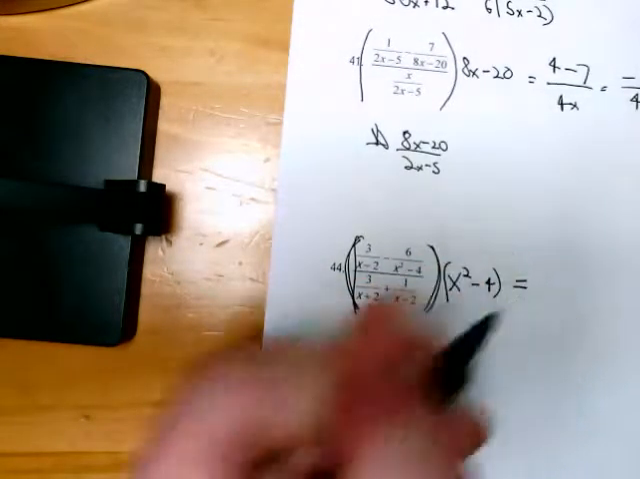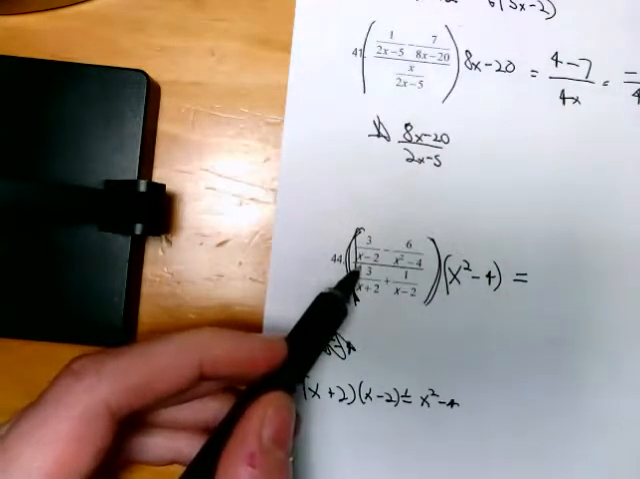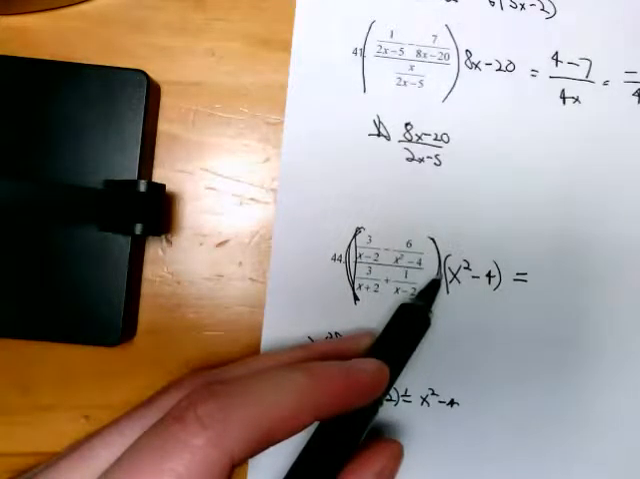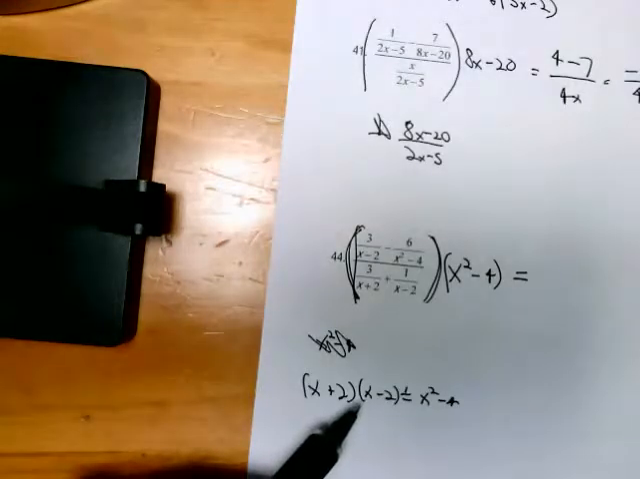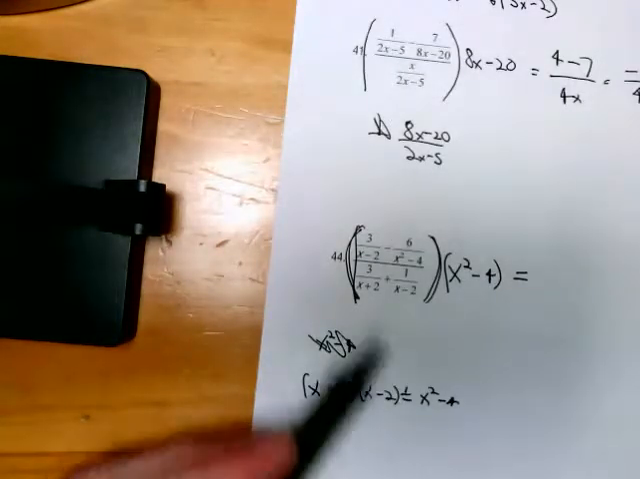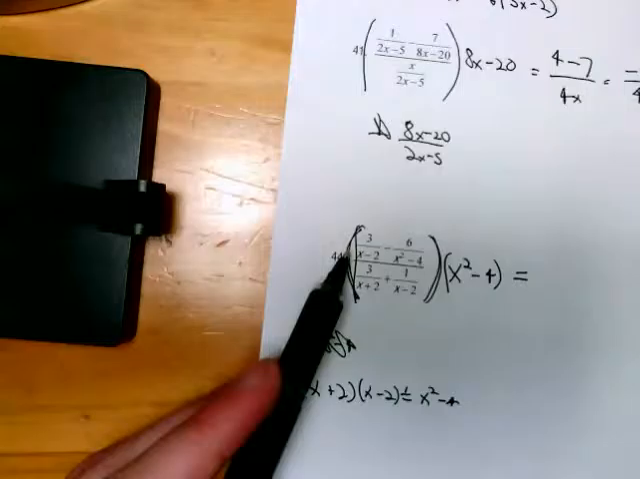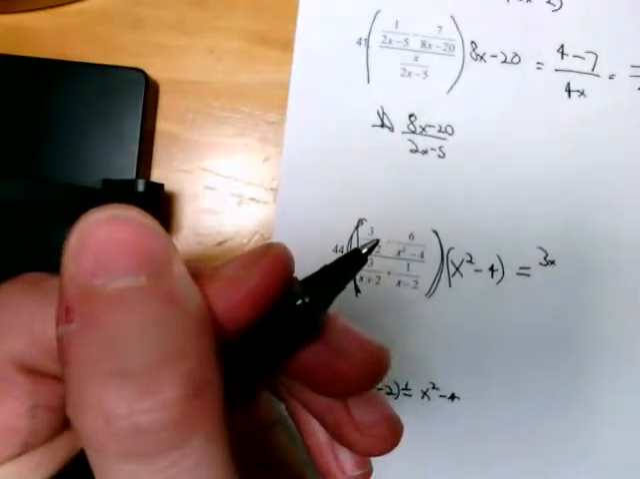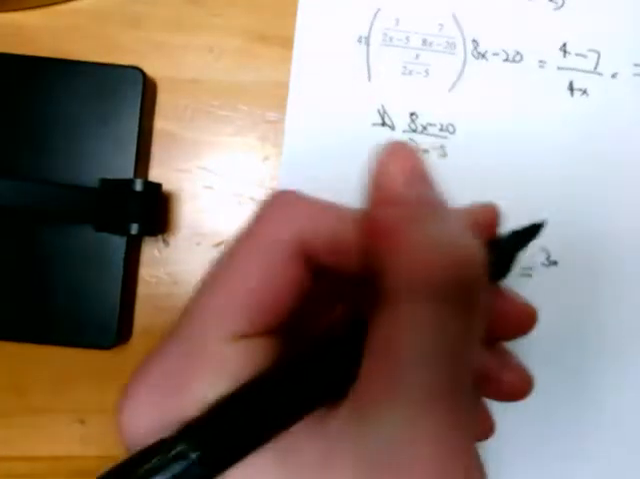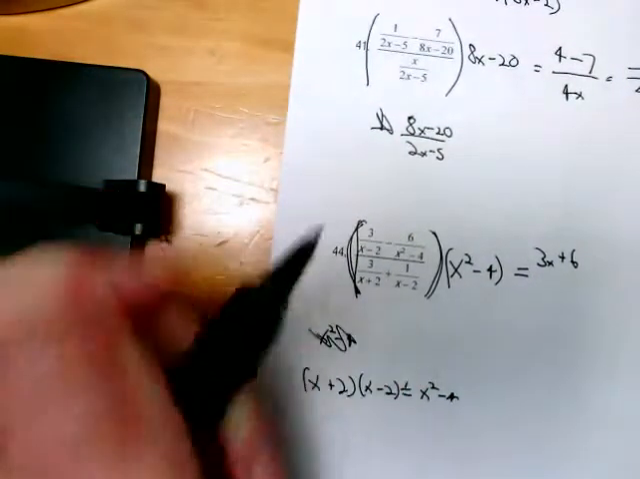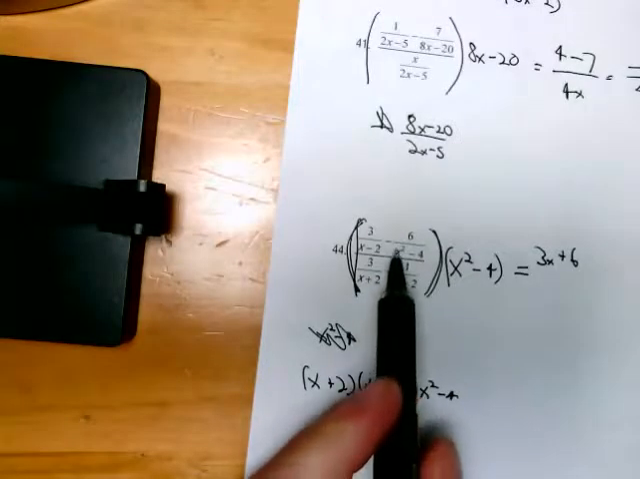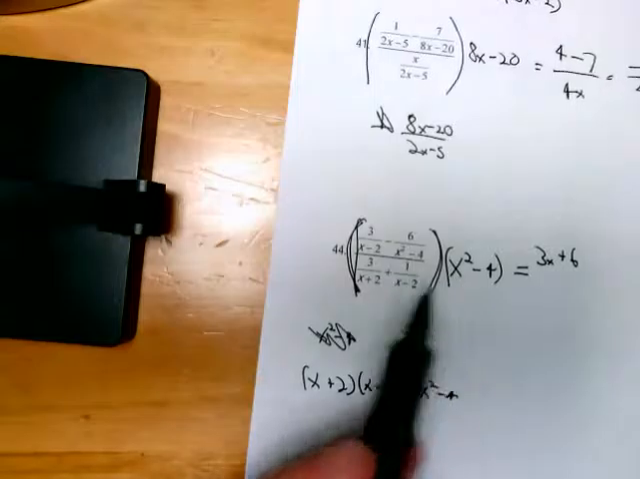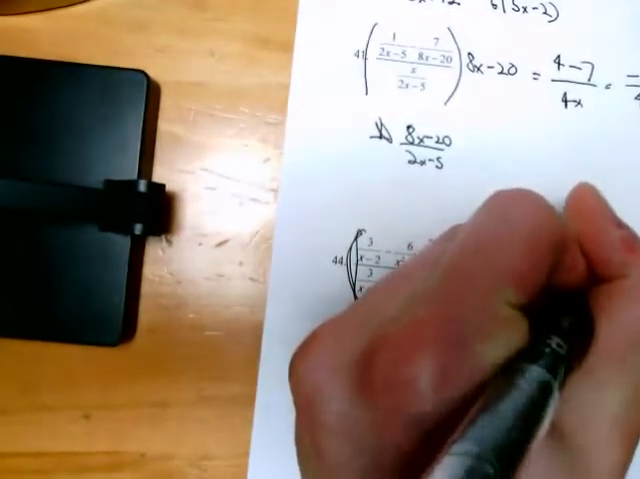So 3 over x minus 2 times x squared minus 4 is going to be, well, we know because of this formula, the x minus 2 is going to cancel out. So it's going to be 3 times x plus 2, so it's going to be 3x plus 6. And then x over x squared minus 4 times x squared minus 4 is just x.